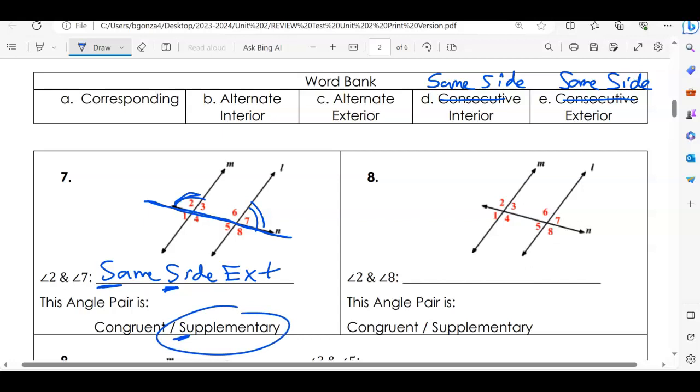Cool. 2 and 8. So here's 2, here's 8. On the transversal, they're on different sides. One's above, one's below. So those are alternate. And you'll notice they're outside of the two parallel lines. So we call that alternate exterior angles. They're both obtuse. They match. They're in the same zigzag. So we got to know that it's congruent because it's not the S rule. They're not same sides.